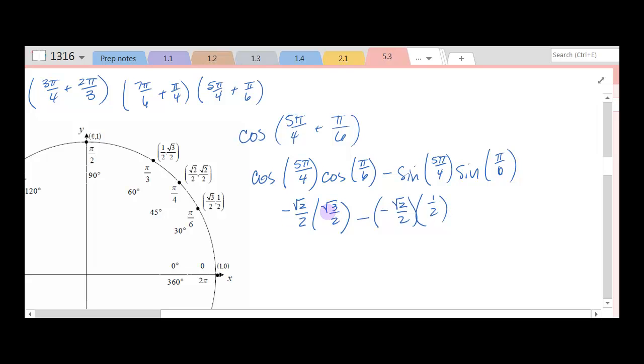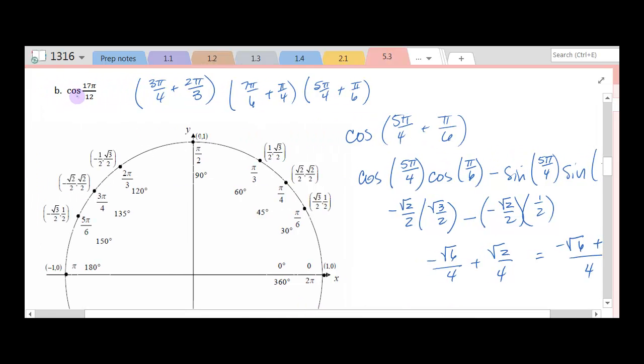So we multiply here, multiplying the leftmost product, I get negative square root of 6 over 4. And then because this is a negative times a negative, I have a positive square root of 2 over 4. So we can leave it like this, or we could even write it as negative square root of 6 plus the square root of 2 all over 4. Again, the most challenging part of using the cosine sum and difference identity is just figuring out which two angle measurements could either add or subtract to give me the 17 pi over 12 that I'm looking for.